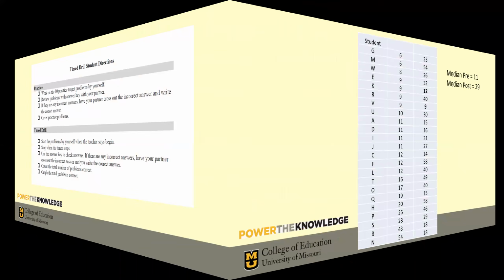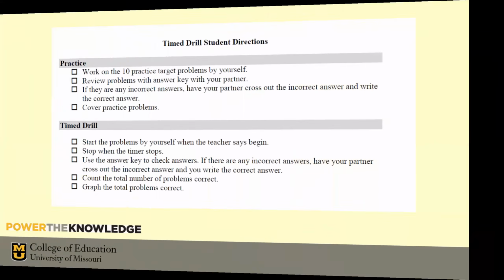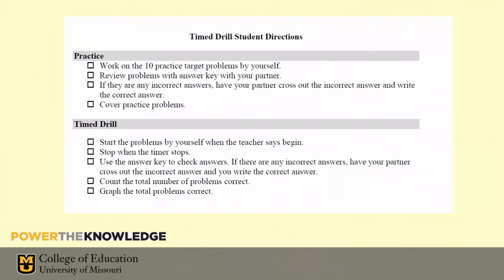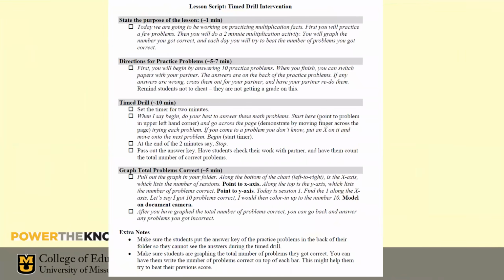So here we have a group of kids who are low, and we have the median in the pre-intervention at 11. So in this case, we're going to heterogeneously group the kids. I'm not really going to talk much about that. We don't fold the kids, we slide them.